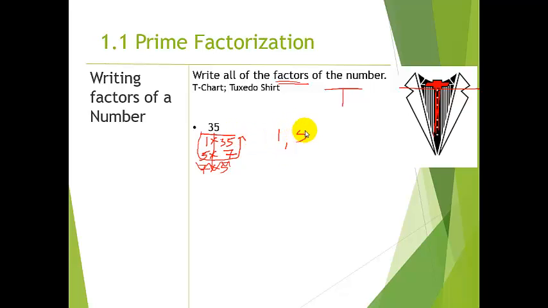1, 5, 7, 35. Okay, so notice I'm nice and organized because mathematicians want to be organized. And I just basically went around here. So 1, 5, 7, 35. And if you wanted to do your rainbow, you could say 1 times 35 is 35, 5 times 7, 35.